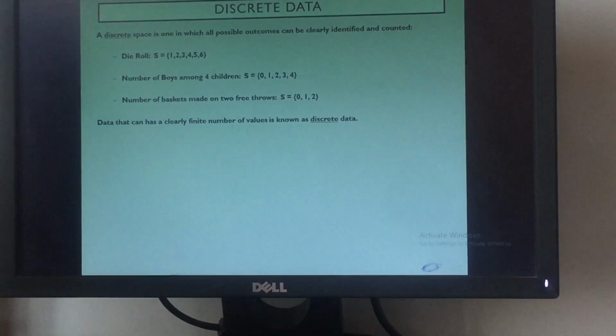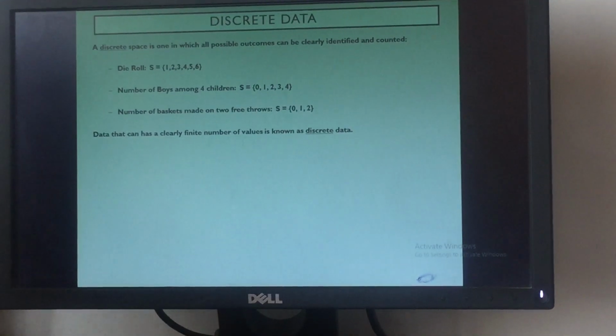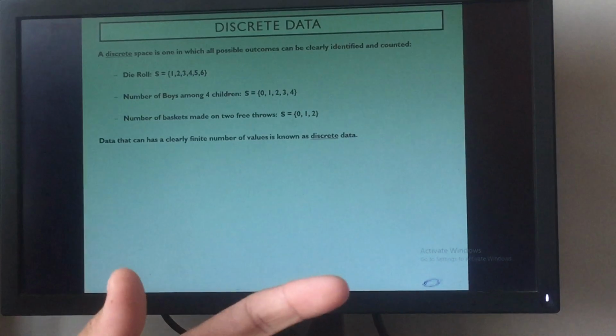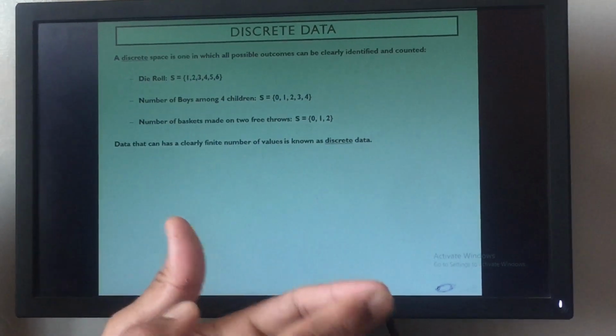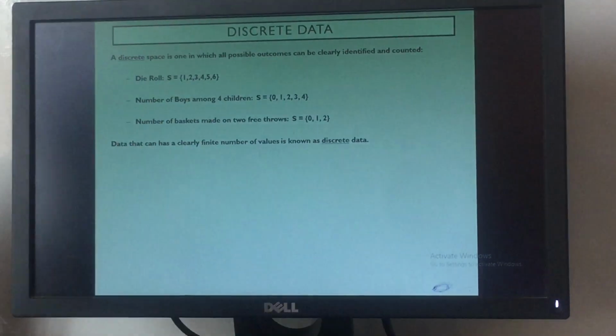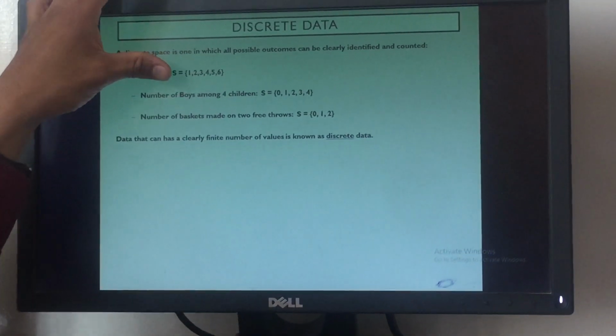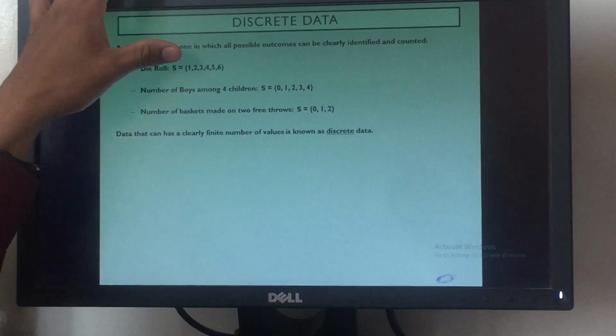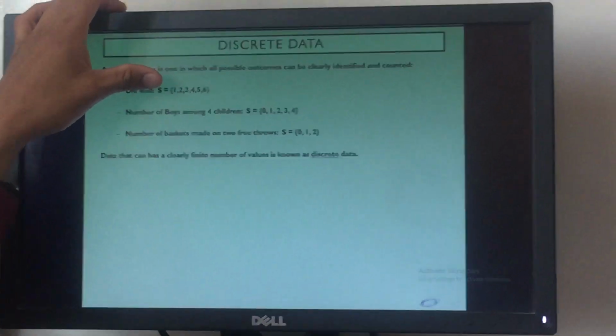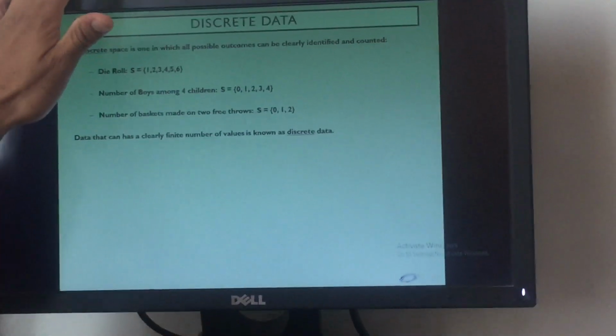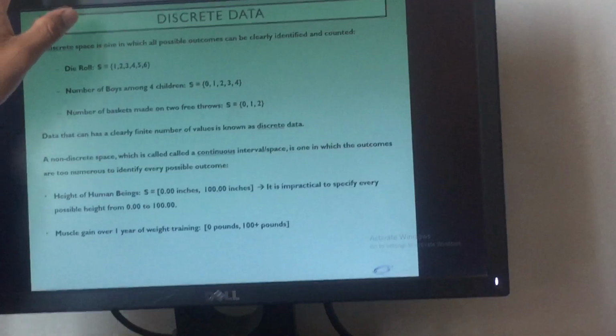Here is why it is discrete: data that can have a clearly finite number of values is known as discrete. Here we say 1, 2, 3, 4, 5, 6, a finite set of values. So that's why we say it's discrete data.